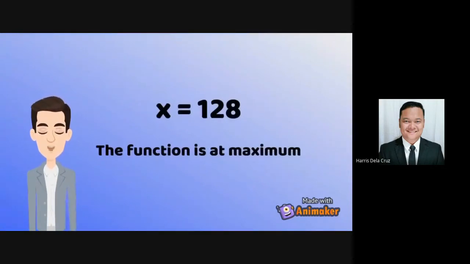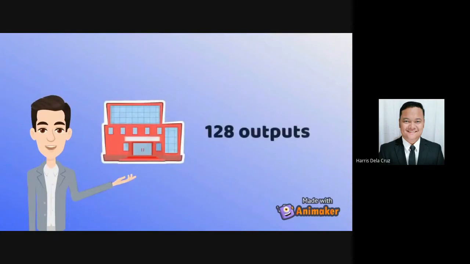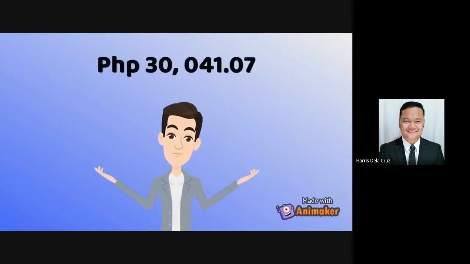Now, what does this mean? It only implies that the company should produce 128 outputs to earn a maximum profit. To know how much the maximum profit will be, we can simply input the value of x into the profit function that gives us 30,041 pesos and 7 cents.